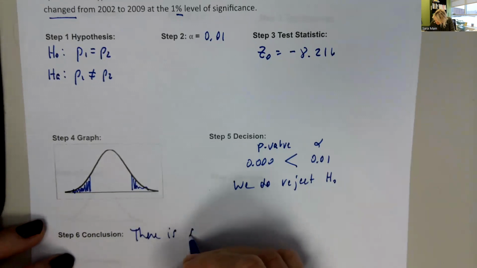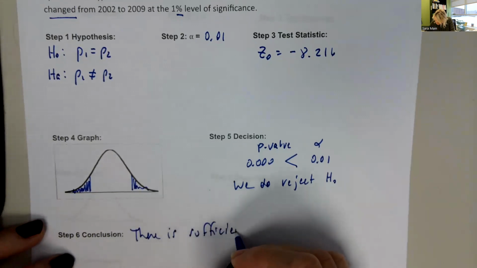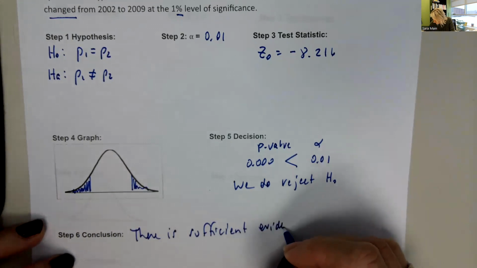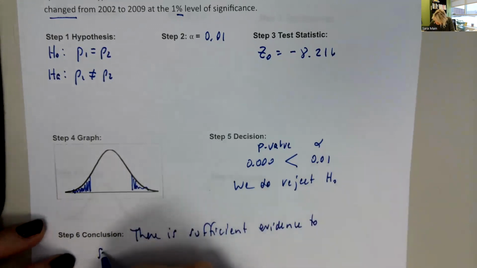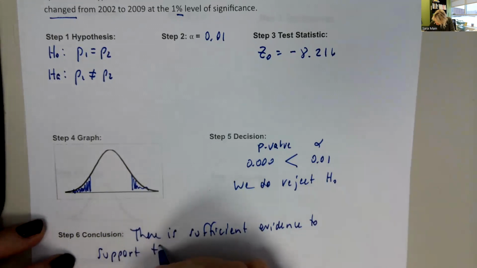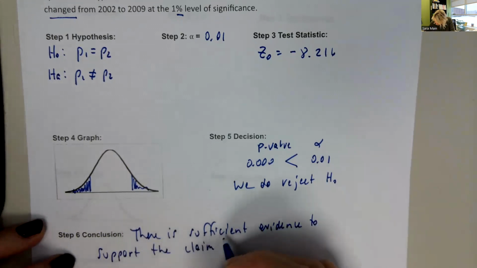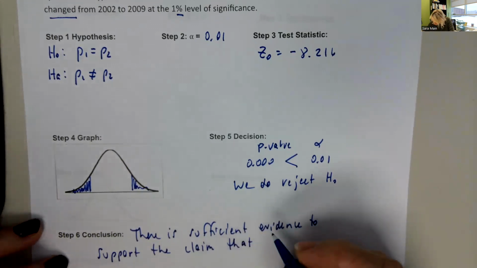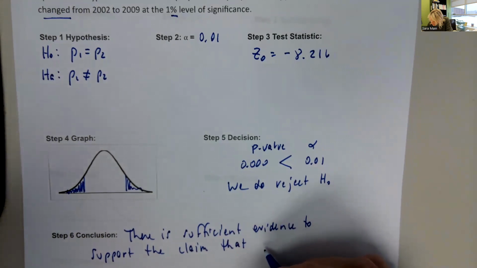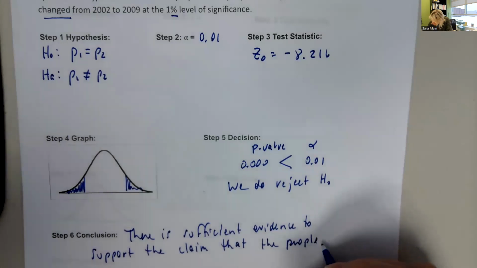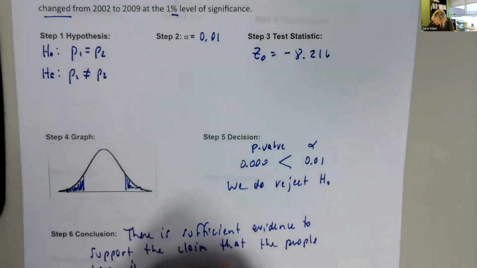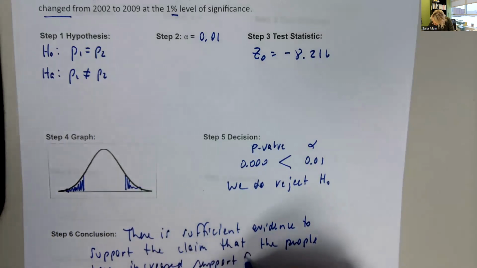So there is sufficient evidence to support the claim that the people have increased support for stem cell research.